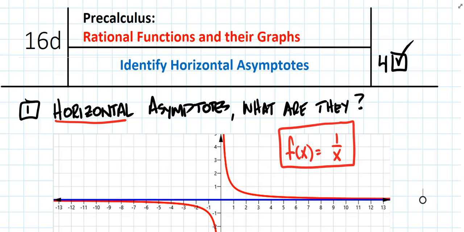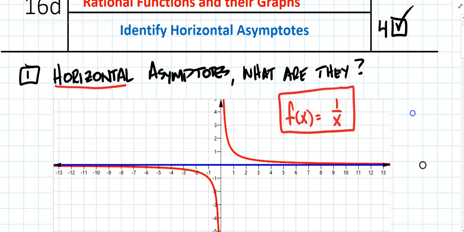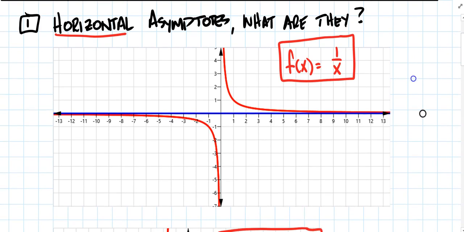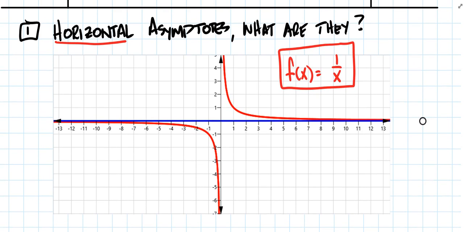Welcome to Precalculus Concept 16D. We're going to identify horizontal asymptotes, and there are 4 boxes. So here is the first box, and what we're going to do is just talk about what a horizontal asymptote is.